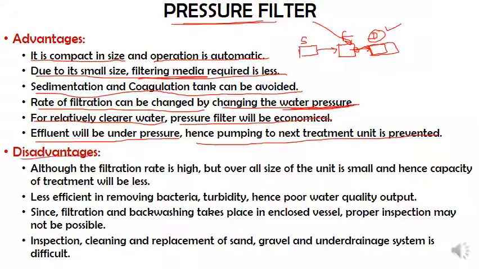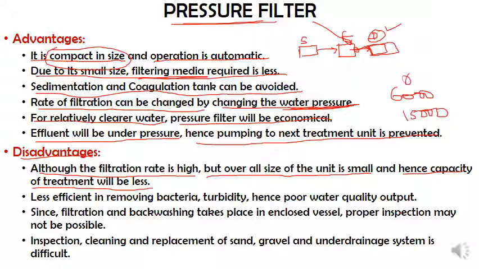Now disadvantages. Although the filtration rate is high, the overall size of the unit is small, and hence the capacity of the treatment will be less. What this means is, even though the rate of filtration is around 6,000 to 15,000 liters per hour per meter square, since the entire size itself is compact, the total quantity of water treated will obviously be less. So that is one of the disadvantages. It is also less efficient in removing bacteria and turbidity, hence poorer quality of water will be the output. This is another disadvantage.